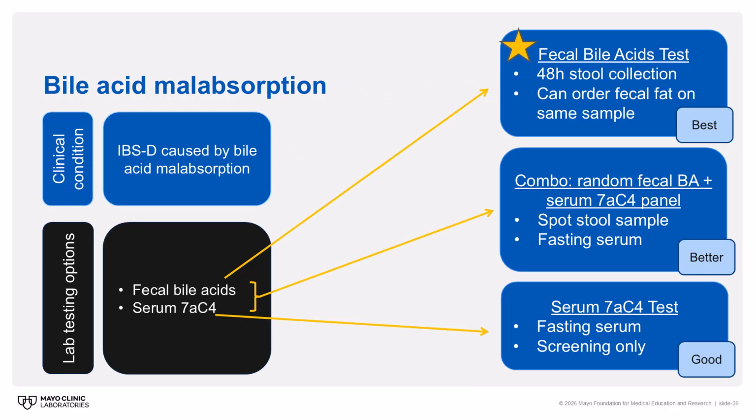So looking at the 3 testing options, we go from the good option of serum 7-alpha-C4 as a very good screening test for bile acid malabsorption. The gold standard test at the top is potentially the best test option, the 48-hour stool sample, but does require that high-fat diet and long-term collection. And potentially in the middle could be considered the combination test coming soon, which will have the result of a spot stool sample as well as the result from a fasting 7-alpha-C4 test in serum.